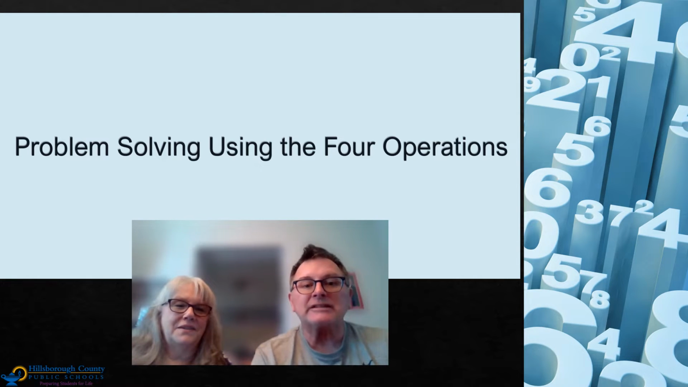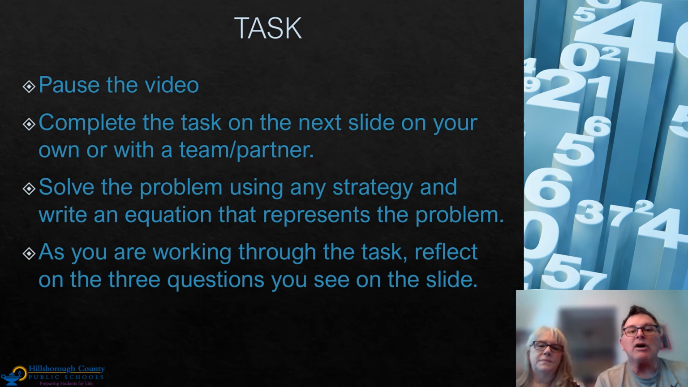Today we're focusing on problem solving using the 4 operations. In just a moment, you're going to pause the video and complete a task on the next slide on your own or with a team or partner. Solve the problem using any strategy and write an equation that represents the problem. As you are working through the task, reflect on the 3 questions that you see on the slide. See you back in a few minutes.